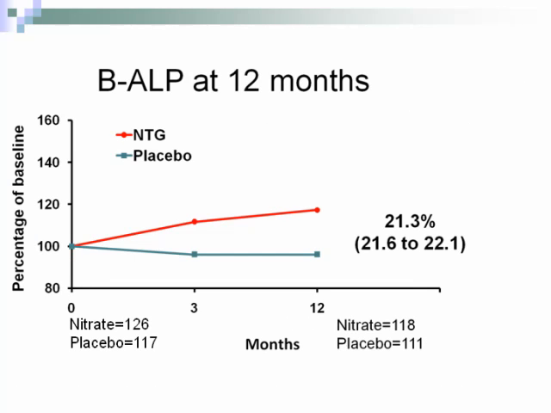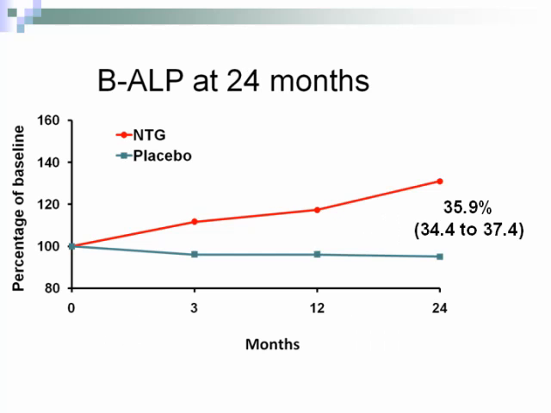This shows you the change in bone-specific alkaline phosphatase at 12 months. And the next 2 slides are similar, so I'll just orient you. On the y-axis is the percentage of baseline in terms of change in bone turnover marker. The red is the nitroglycerin group, and the blue or greeny color is the placebo group. So you can see that at 12 months, the nitroglycerin group had a 21% increase in bone alk phos compared to the group randomized to placebo.